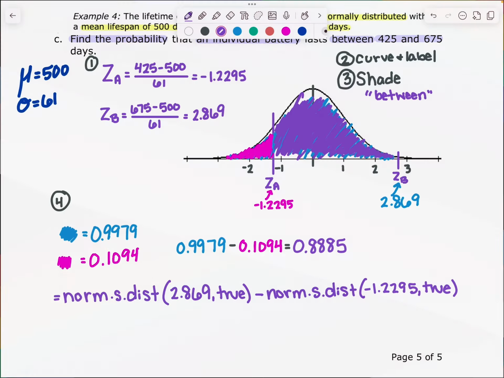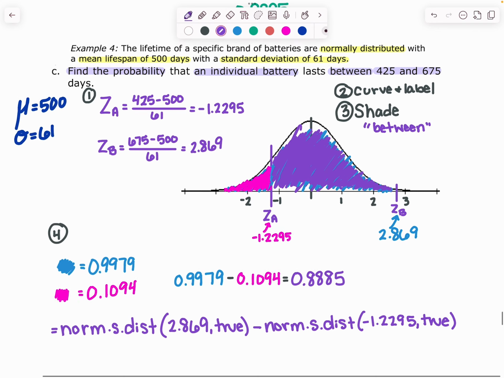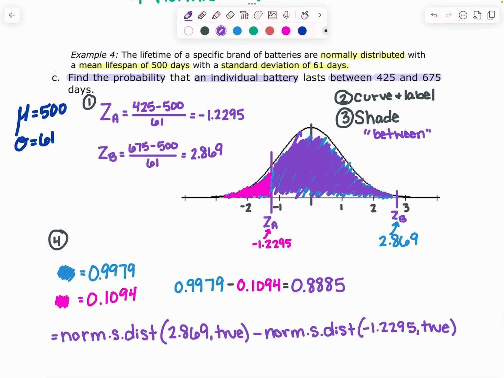But let me go back to this so that you can see the summary of what we did. There you have it. Calculating probability with a normal distribution between two values using Excel.